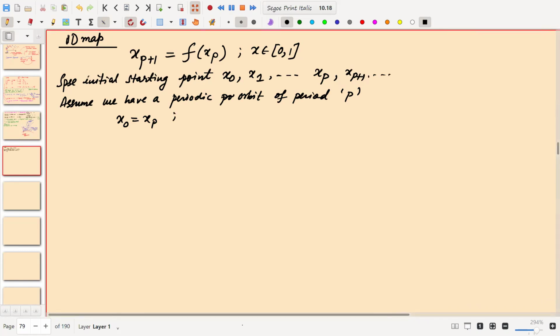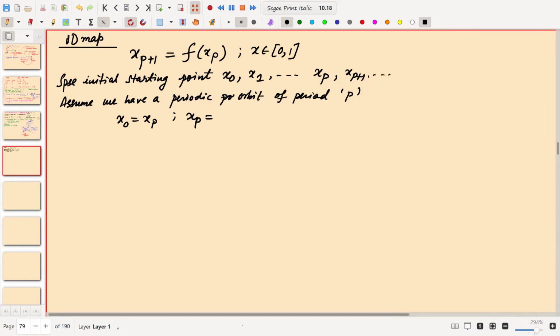So what is xp? xp is x naught, but what is another way of writing xp? How can we find xp? We are at x naught, then we went to x1. How do we go to x1? By applying the map f. How do we go to x2? By applying f to x1. Like that we go to xp.